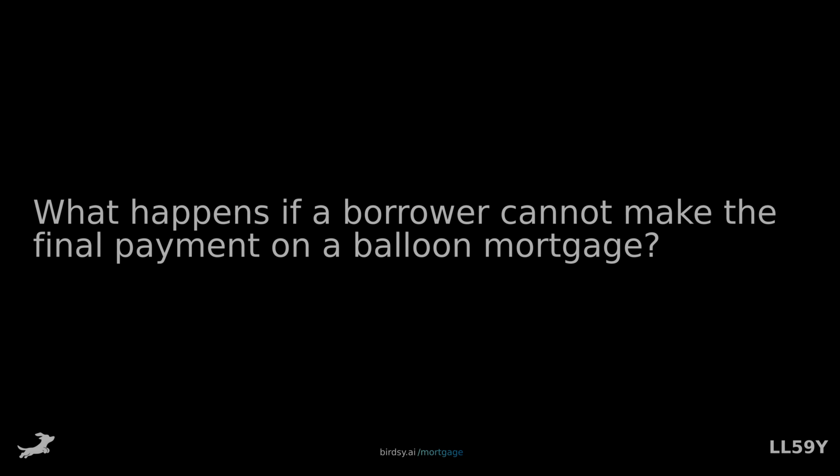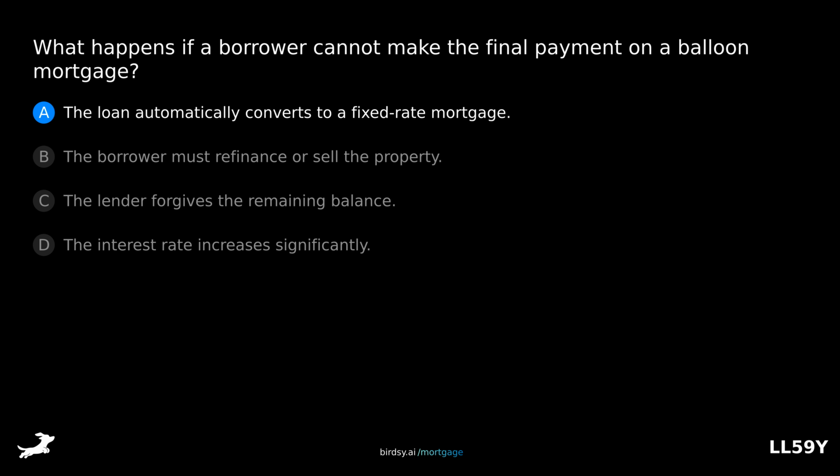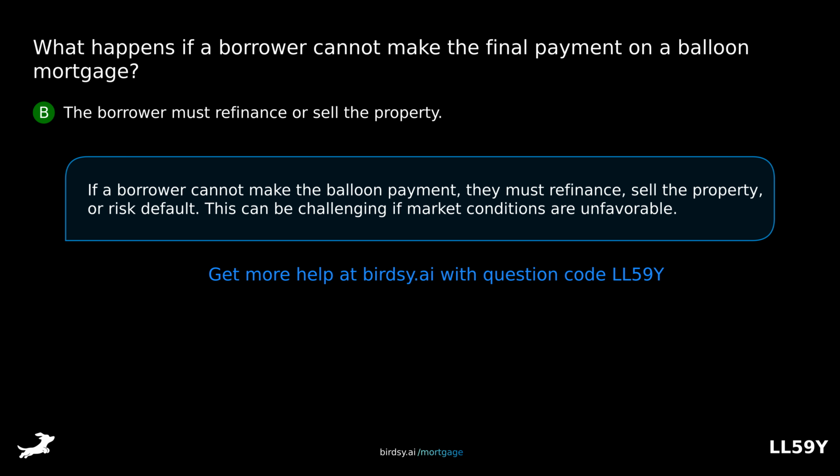What happens if a borrower cannot make the final payment on a balloon mortgage? Is it A, the loan automatically converts to a fixed-rate mortgage? B, the borrower must refinance or sell the property? C, the lender forgives the remaining balance? Or D, the interest rate increases significantly? The answer is B. The borrower must refinance or sell the property. If a borrower cannot make the balloon payment, they must refinance, sell the property, or risk default. This can be challenging if market conditions are unfavorable.